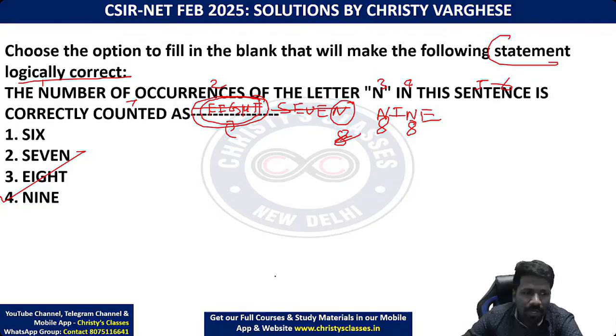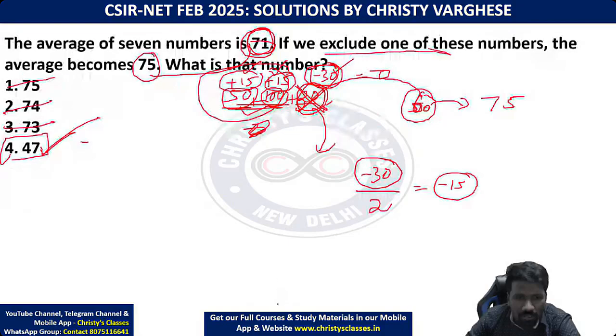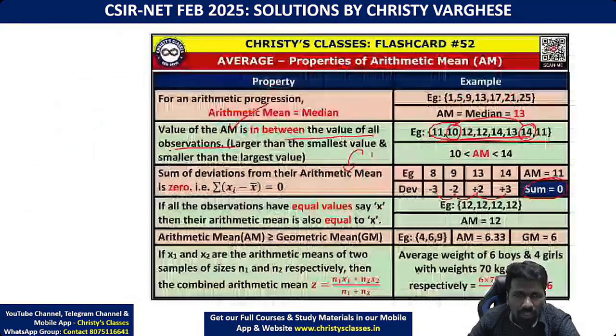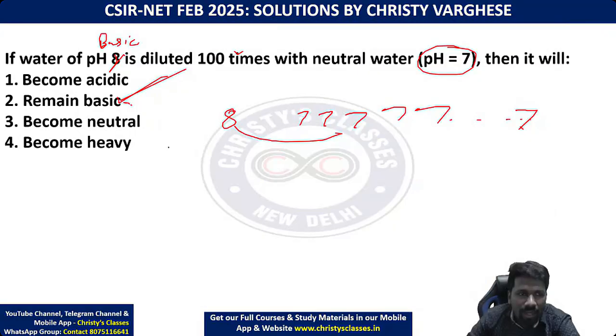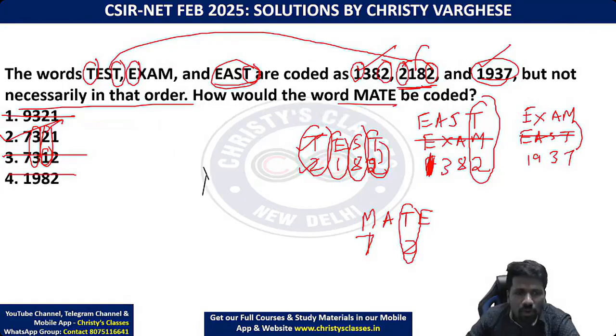So this is a statement related problem. 2 lectures for this are already allotted. This is arithmetic mean. इसके लिए भी 2 lectures available है. And this is general science. 1 lecture for general science is there. This is coding decoding. 1 lecture for coding decoding is there.